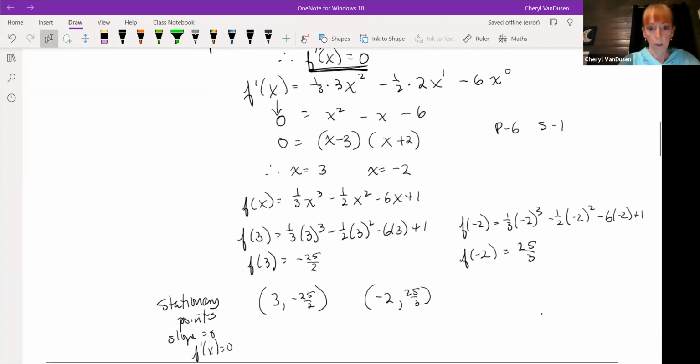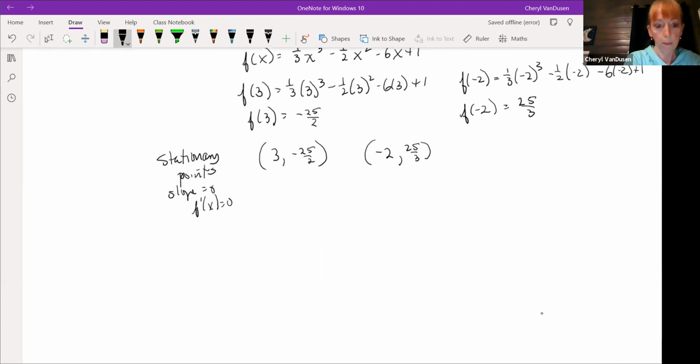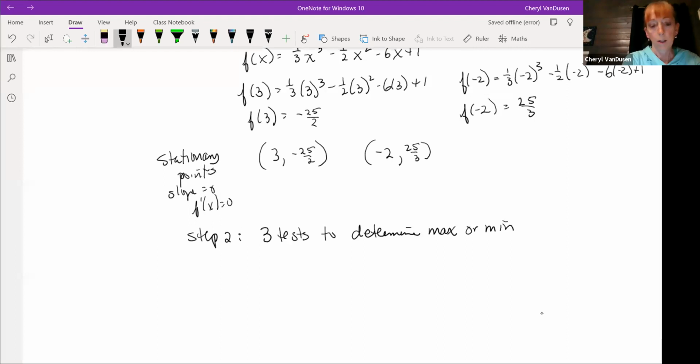Okay, so what do I have? How am I numbering this? Okay, so this is step 2. So step 2, 3 tests to determine max or min. The first kind of test is to look at your x value, 3, pick an x value to the left, find out what the value of the function is, pick an x value to the right, find what the value is there, and then decide whether they're lower or higher than your y value.